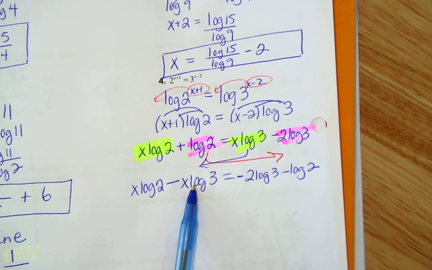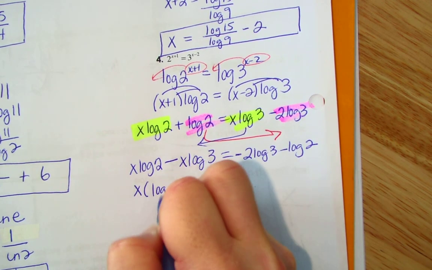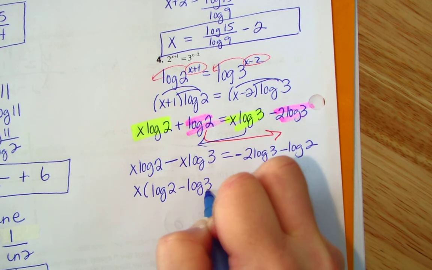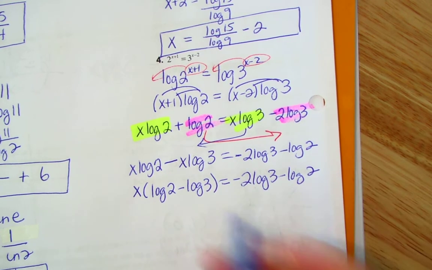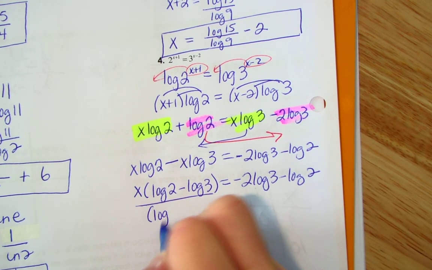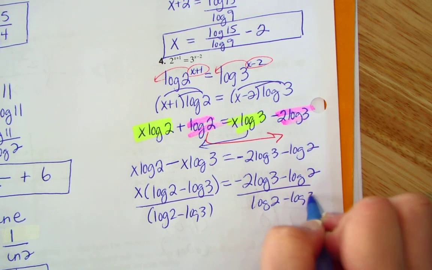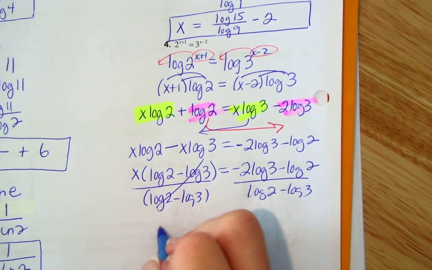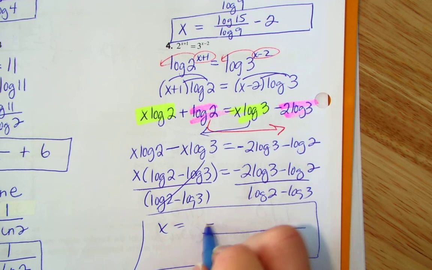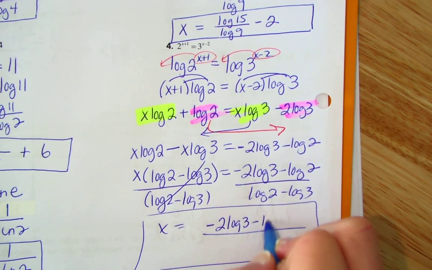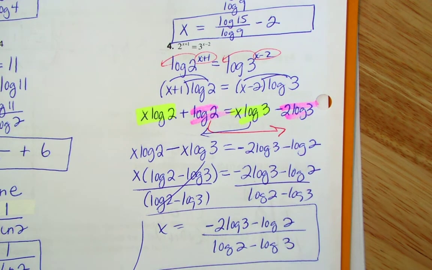Now, when x is a part of two terms, remember, we pull it out by the process of factoring. So it becomes x times log 2 minus log 3 equals negative 2 log 3 minus log 2. And then we finish by dividing by this difference of log 2 and log 3. And x is by itself. Again, our answer is just left in log form. So x equals, and we're just going to copy down this fraction, which is just a process of steps. If you need to copy that down, pause it.